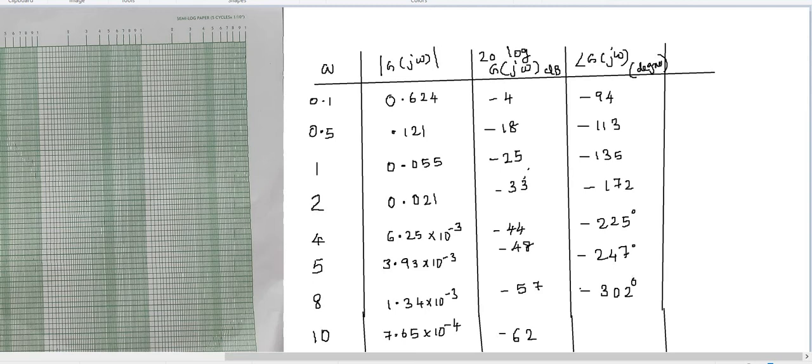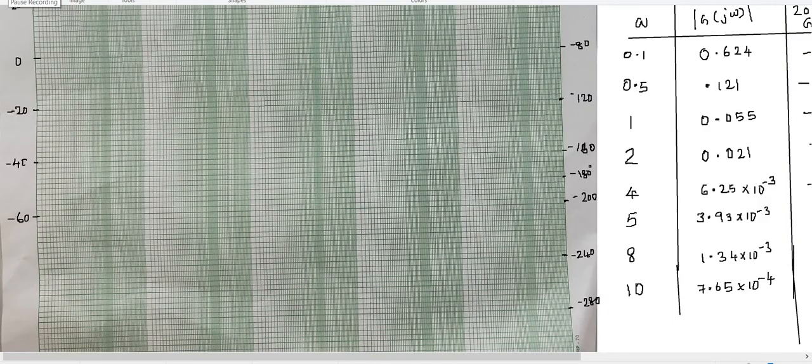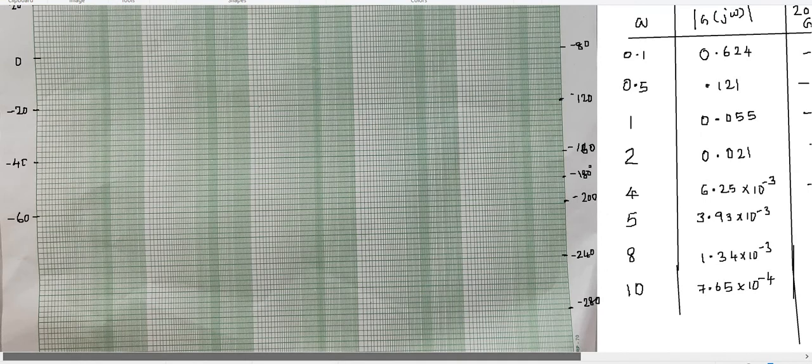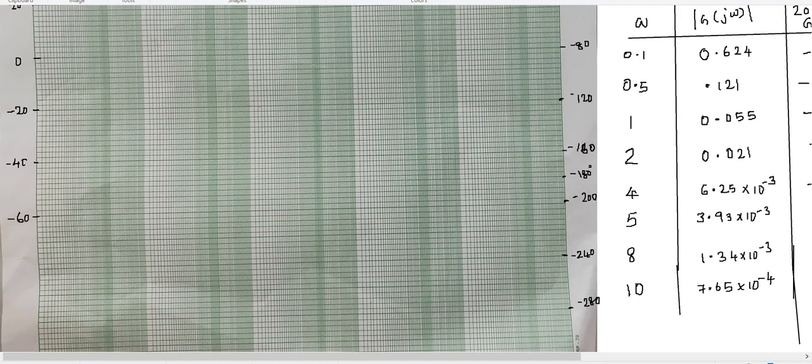So the next step is we have to plot the magnitude part and the phase angle part in the semi-log sheet. When you mark the scales on the x-axis and y-axis in the semi-log sheet, the next step is to plot the magnitude plot and phase plot with respect to the value K equal to 1. Plot the different values in the semi-log sheet.